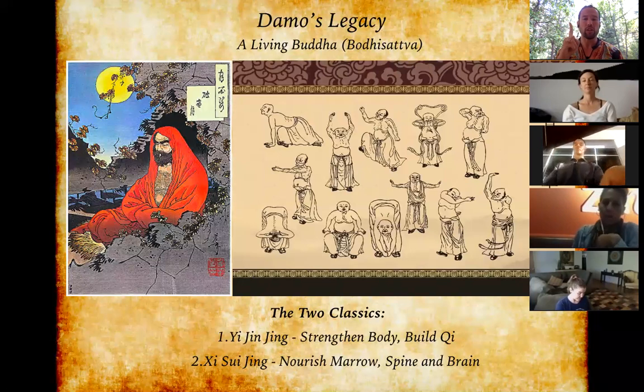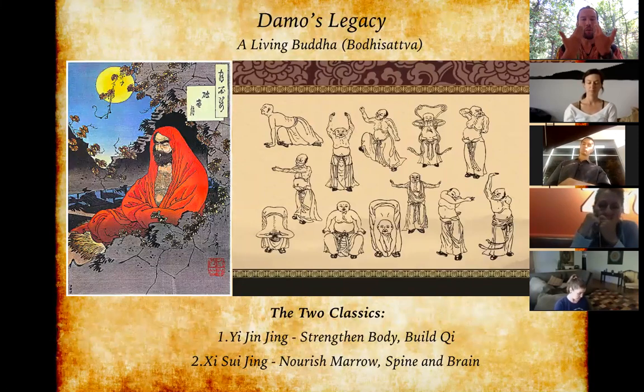And the first goal in your training for enlightenment: strengthen the body, build qi. Second, once you build the qi, now you use that energy to nourish the marrow, nourish the spine, nourish the brain to achieve that full enlightened state. So I really loved it when I looked at this and started to read it. I was like, oh, it simplifies everything. Let's strengthen the body and then let's meditate and align our spine and become one again.